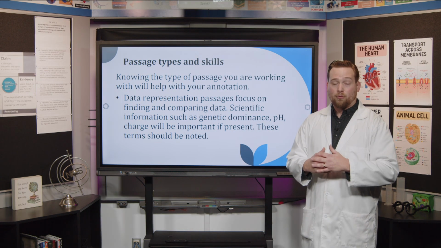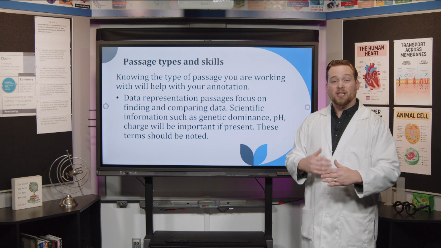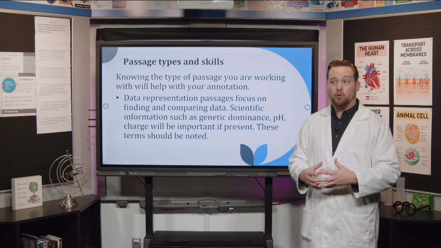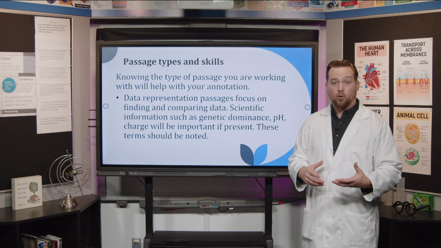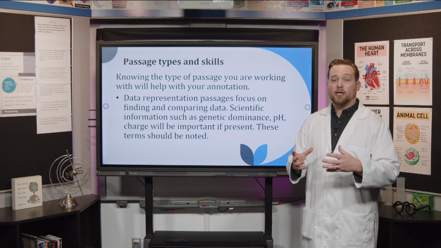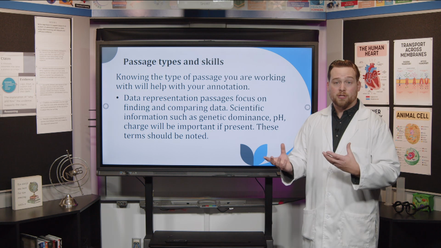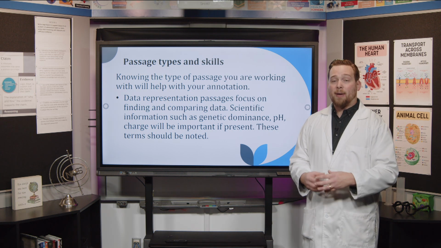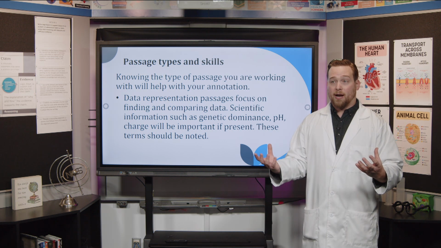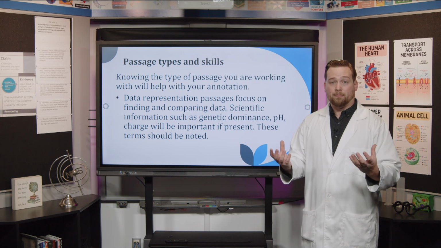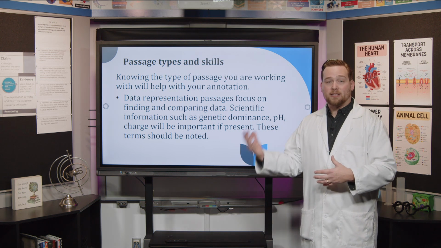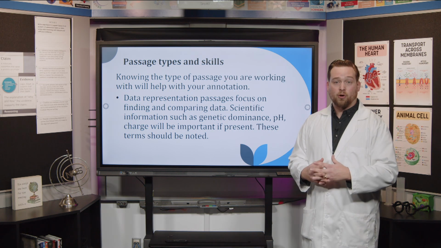So if you get a data representation, if you're reading through it and it's telling you what all the different variables are, highlight them as you're reading them because you're probably going to get questions about them. If it is talking about two different versions of something, maybe you're reading about eukaryotic versus prokaryotic, well, you're probably going to get questions to compare them, right? As well as things like, is it dominant or recessive, or is it a positive or a negative charge?